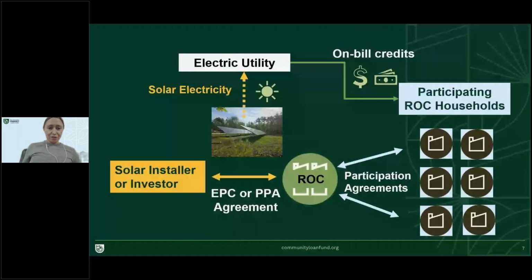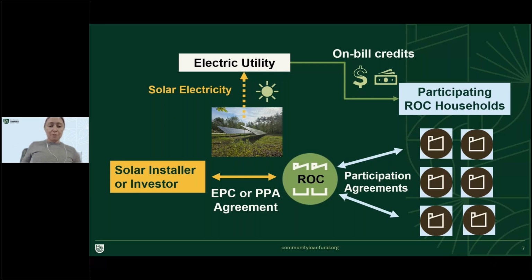So this is just a visual representation of how the ROC community solar model works in practice. I know some people are visual, so I like to provide an opportunity for those folks to see how it works. So whether it's a PPA or a community-owned project, because it's participating in the state's group net metering program, the solar electricity is getting put back into the distribution grid. The distribution utility is then providing, in most cases with our projects, on-bill credits to each of the households that have opted in to the project.